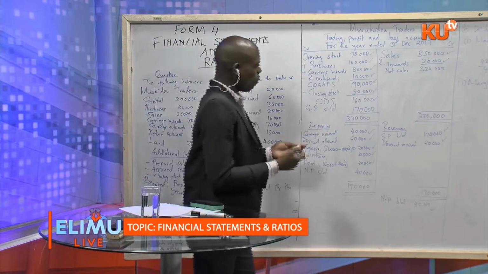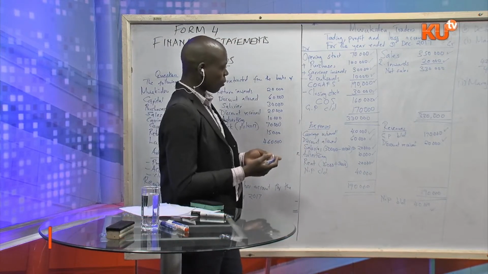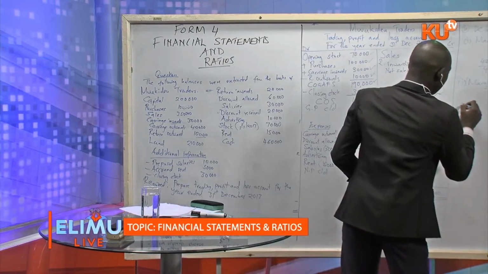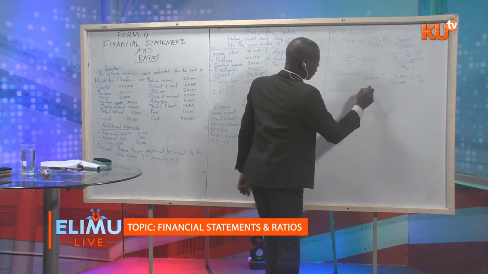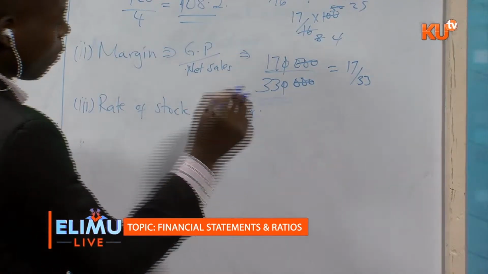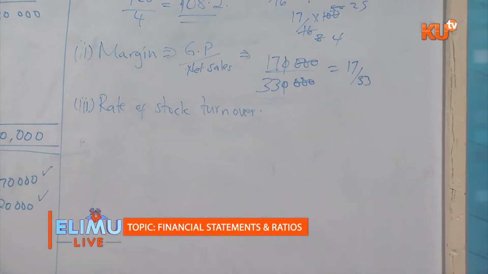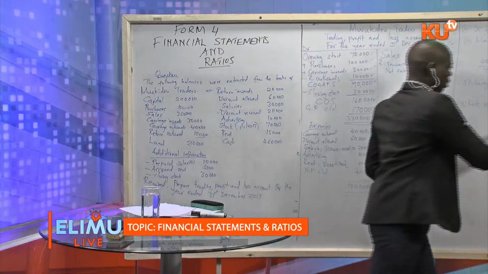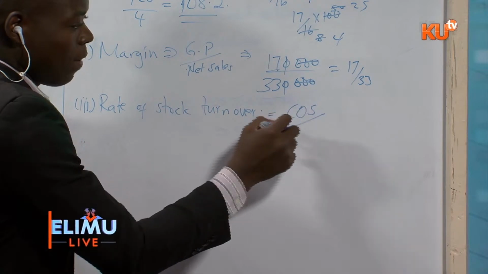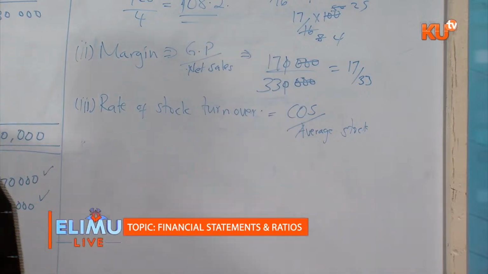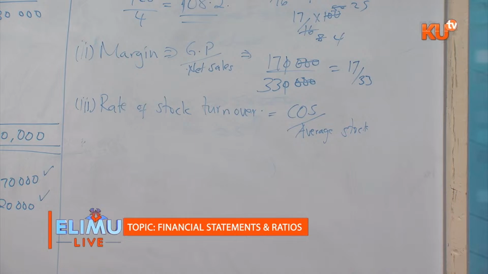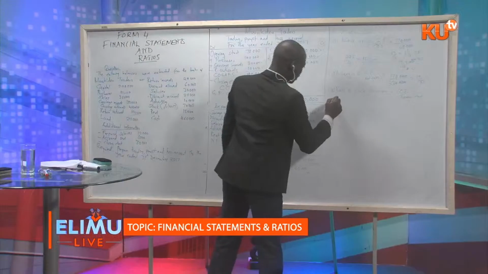Very important. Let's see how many times we exchange our stock, and that means then we calculate a ratio we call rate of stock turnover. I've indicated to you that rate of stock turnover simply means you take the cost of sale divided by average stock. So what is the cost of sale? We have it is 160. What is the average stock? That is what we need to determine.